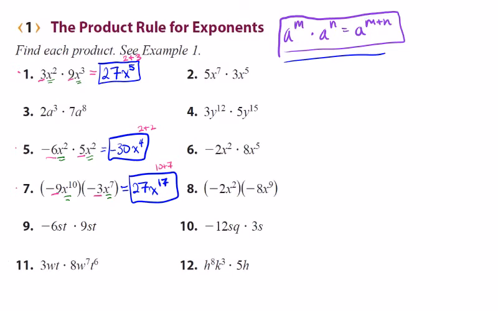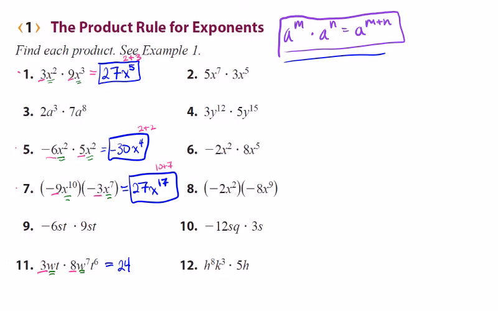All right, last one that we'll do on this page is, and this is straight out of the book, by the way. And so number 11, I'm going to multiply the normal numbers, the constants. So 3 times 8 is 24. Okay, then I see I have a W here with the W here.